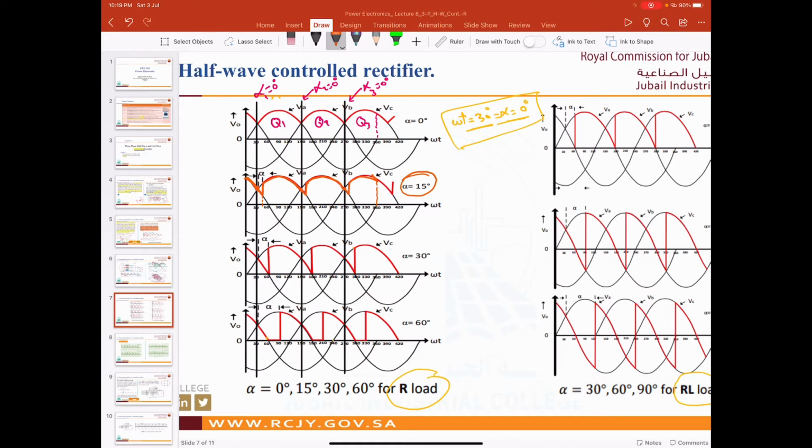Now here alpha is equal to 15 degrees, alpha 1. Alpha 2 is 15 degrees also. Alpha 3 is equal to 15 degrees. So this is the way. This is the way how to draw. Now let us go for 30.